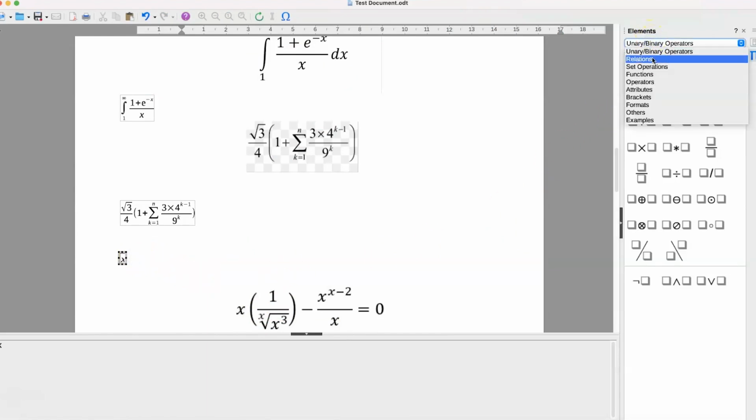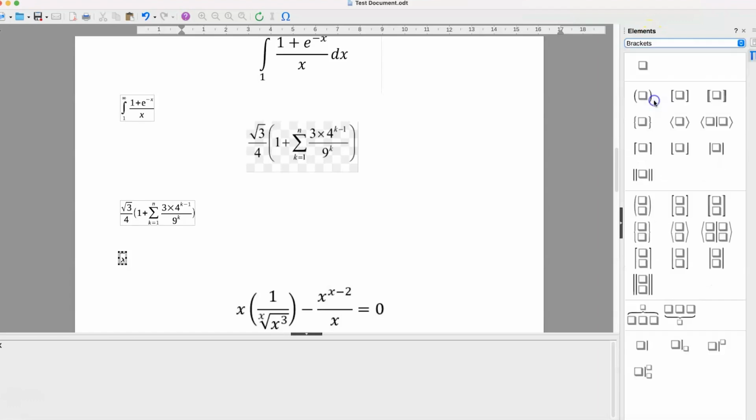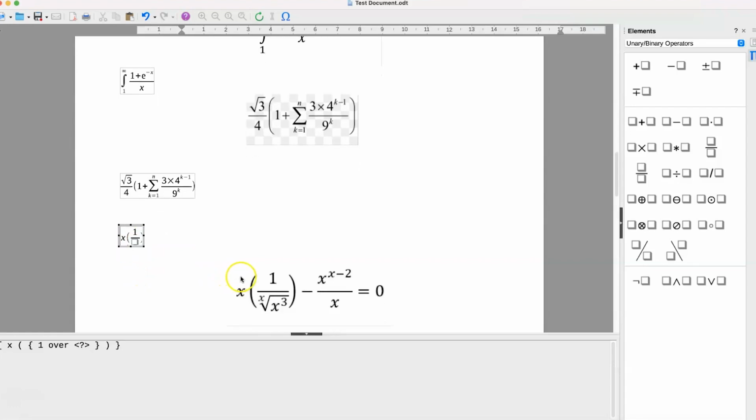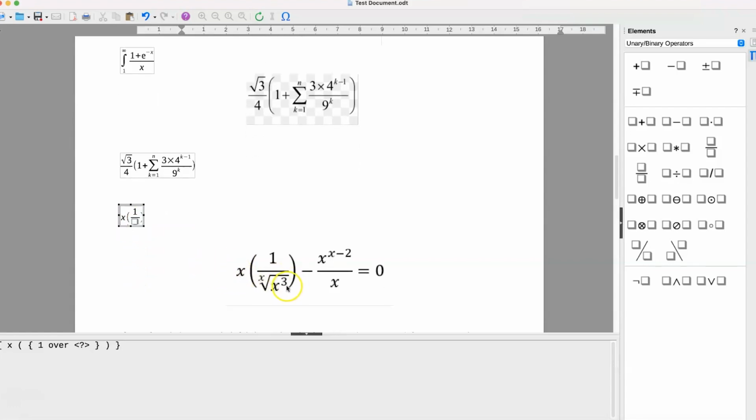So you can come over here and see brackets of different types. We have this bracket, and inside the bracket is where we have this fraction, 1 by x root of x cubed. Okay, so we can just go ahead and write a fraction. All right, so this is going to be a fraction, and it's going to be 1 by the x root of this x raised to the power 3.